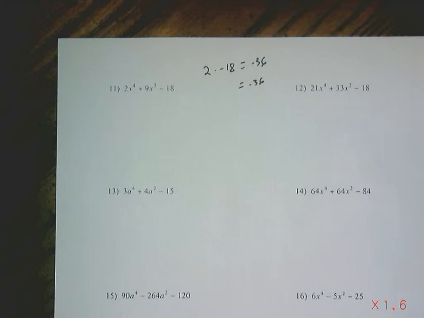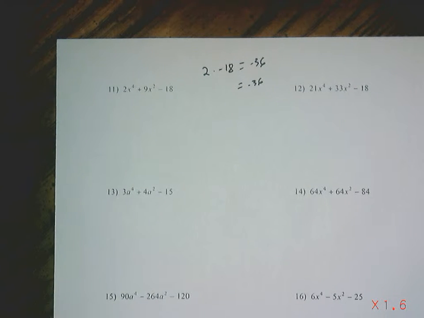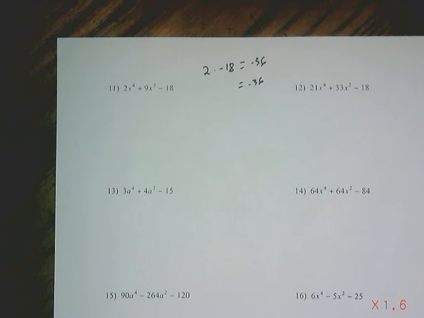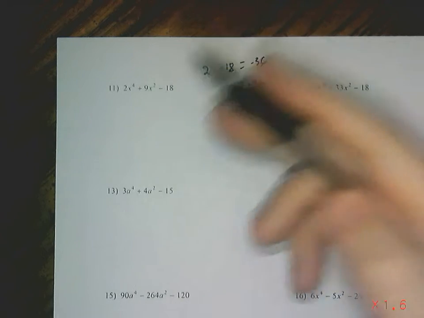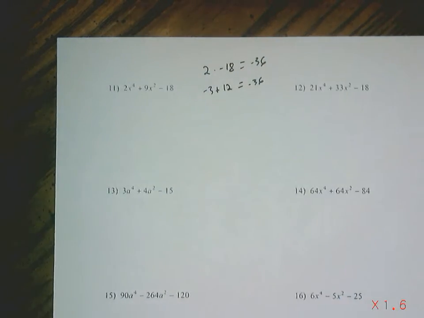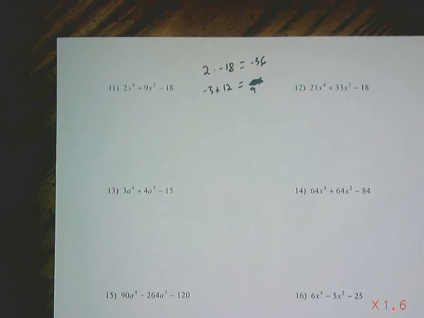So one of them needs to be negative, one needs to be positive, right? Because it's a negative number. So 12 and 3 would equal negative 36. If I did 12 minus 3, I should get 9, right? So if I do negative 3 plus 12, those are factors of negative 36, and it should equal 9. I don't know why I wrote negative 36 there. It should equal 9. Okay.